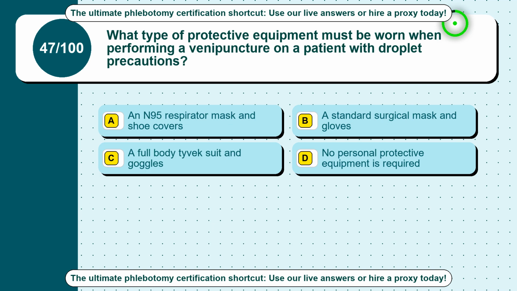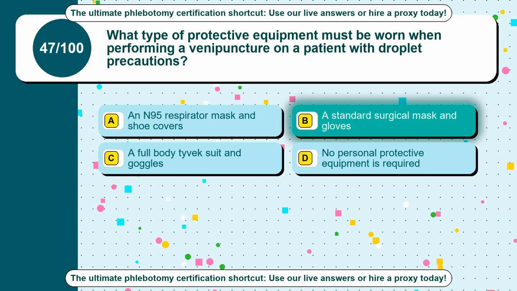Question 47. What type of protective equipment must be worn when performing a venipuncture on a patient with droplet precautions? Option A, an N95 respirator mask and shoe covers. Option B, a standard surgical mask and gloves. Option C, a full-body Tyvek suit and goggles. Option D, no personal protective equipment is required. The correct answer is option B, a standard surgical mask and gloves.